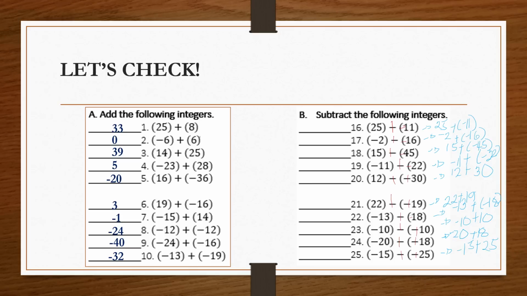And applying the rule in addition, for number 16, the answer is 14. Number 17, we have negative 18. Number 18, negative 30. Number 19, negative 33. Number 20, 42. 21, 41. Number 22, the result is negative 31. Number 23, we have 0. 24, negative 2. Number 25, we have positive 10. So those are the answers for these problems.